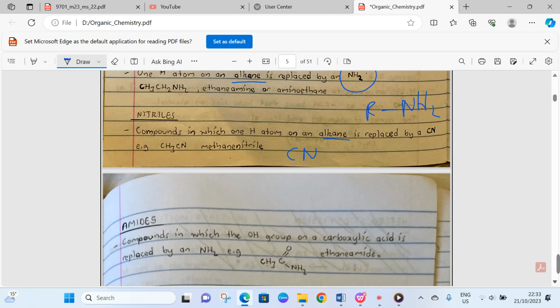So here, there's a mistake. It's ethane nitrile. This is ethane. Let me write the name here: ethane nitrile. So the name is not propionitrile. When you're reading this note, just make sure, guys, you get that fixed. Okay, it's ethane nitrile.